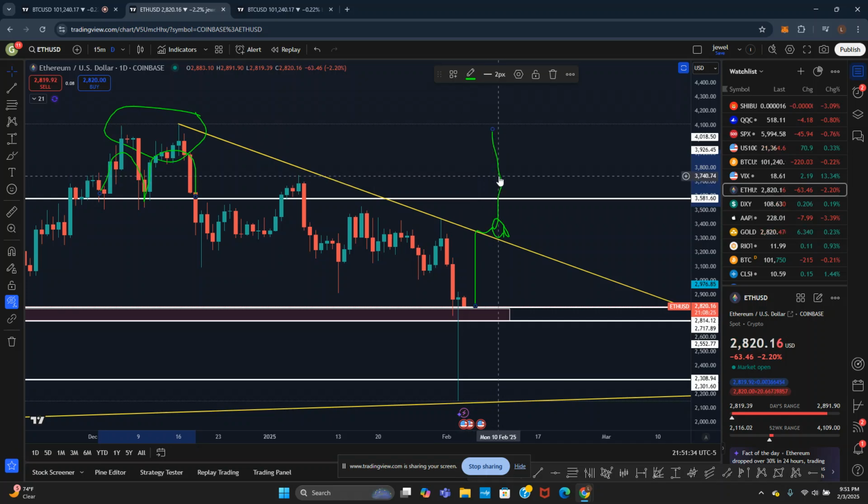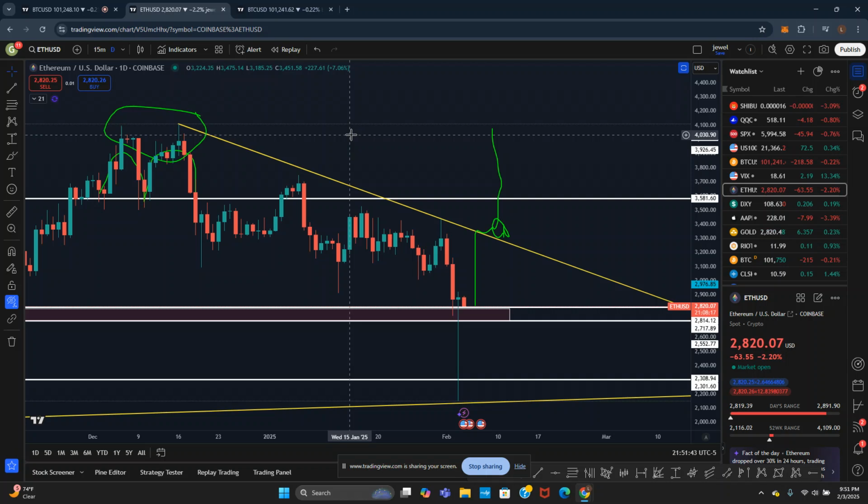I try to make it easy for newer traders to understand what they're looking at. But that's what we're looking at for Ethereum. Right now, it's at 28.20, so we'll see if this can hold up.